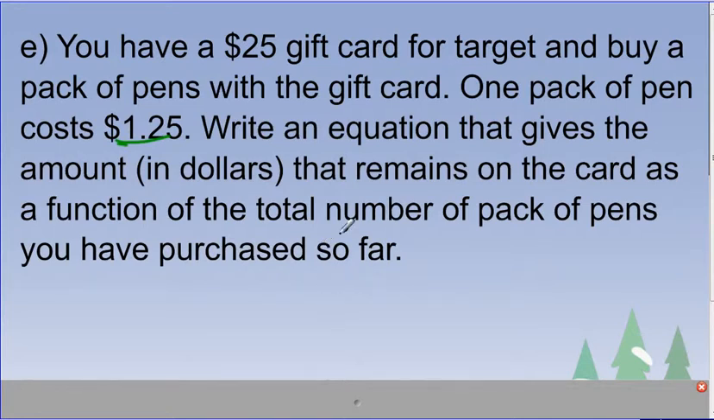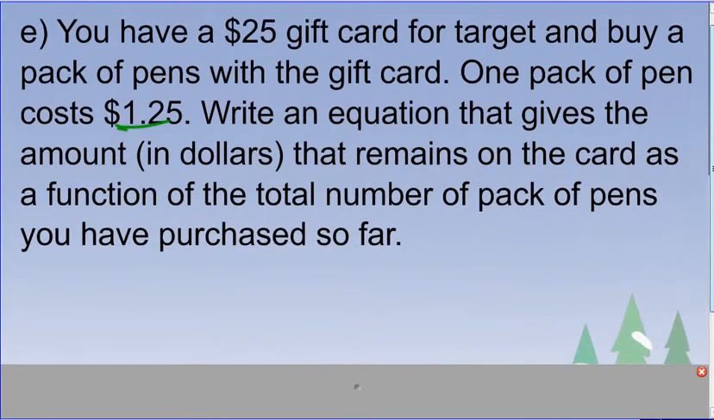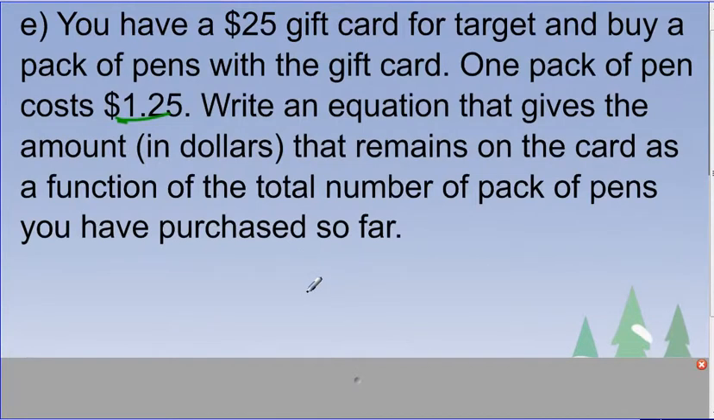Okay. So, we have $25 in the gift card. We need to buy this pack of pens, and we need to write a function for the total amount left on the gift card after you've bought the pens. Now, this problem would be much easier if we didn't have to write it as a function, as y equals, but because we do, it looks a little ugly.